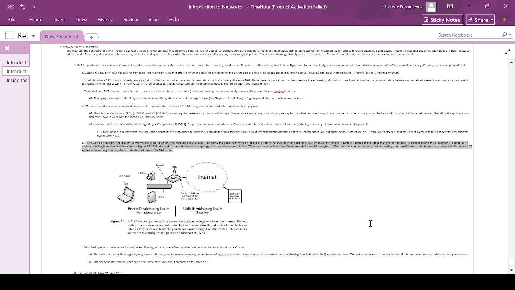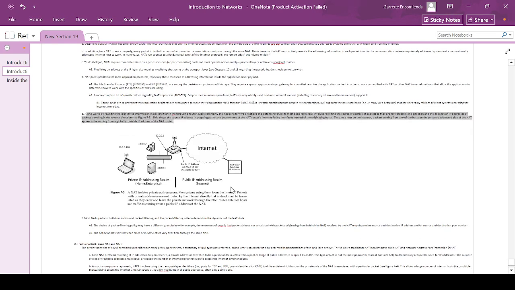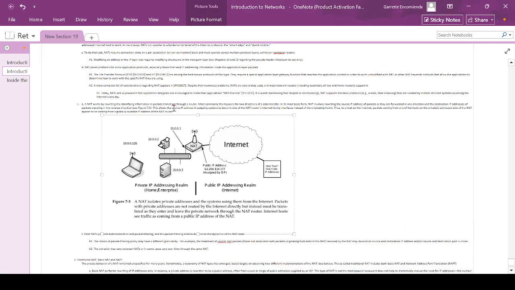A NAT works by rewriting the identifying information in packets transiting through a router. Most commonly, this happens for two directions of a data transfer. In its most basic form, NAT involves rewriting the source IP address of packets as they are forwarded in one direction, and the destination IP address of packets traveling in the reverse direction. See figure 7.3. This allows the source IP address in outgoing packets to become one of the NAT router's internet-facing interfaces instead of the originating host.